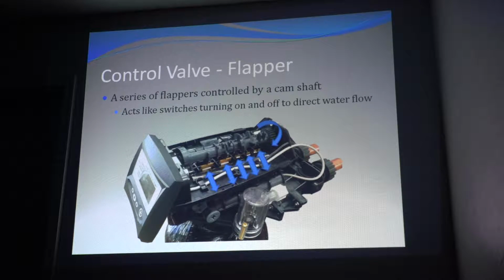The flapper control system is a series of flapper discs that act like switches, turning on and off to direct the water flow. These are referred to as multi-port valves. There's a lot of functions going on inside of one control valve, by either a shift of a piston or by the turning of a cam and opening and closing certain valves. It redirects water through a backwash flow control, or in another position, it'll direct water through an injector. In another position, it'll put it in the service position so you can get soft water.